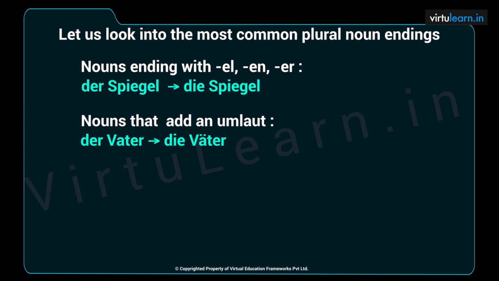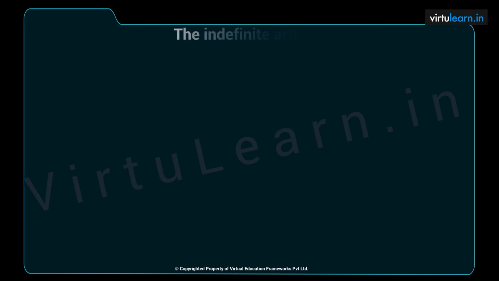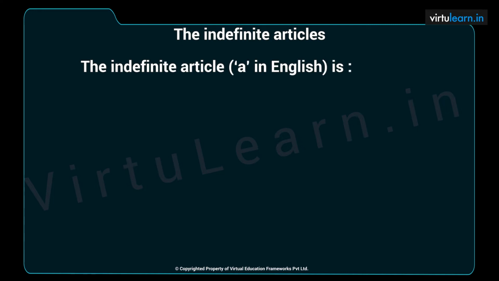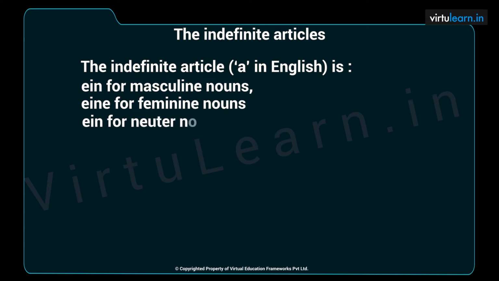So now you are familiar with the definite articles der, die, das, which literally means the in English. What are the indefinite articles? The indefinite article, which is a or an in English, is ein for masculine nouns, eine for feminine nouns, and ein for neuter nouns. So for example, if I say der Tisch, the indefinite article will become ein Tisch.